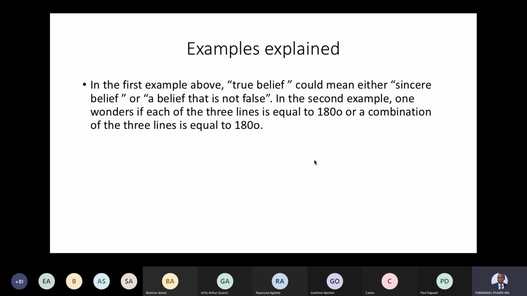Of course, you know that true, when we say true belief, sometimes we mean a belief that is not false. But it's not always all the time we see true belief as a belief that is not false. Sometimes true belief could be sincere belief, and then you see that it's not really a question of broadness. It's a question of two different interpretations.